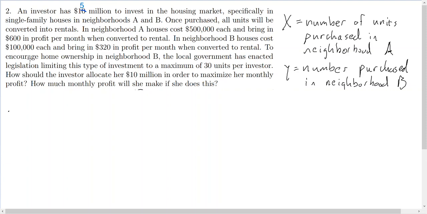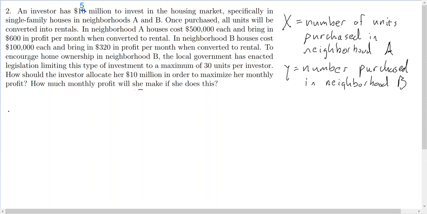So specifically in single-family houses in neighborhoods A and B. Once purchased, all housing units will be converted into rentals. In neighborhood A, houses cost $500,000 each. Really, that's on average, but for simplicity, we'll say $500,000 each, and bring in a profit of $600 per month when converted to rental. In neighborhood B, on the other hand, houses cost, on average, $100,000 each and bring in $320 per month in profit when converted to rental.